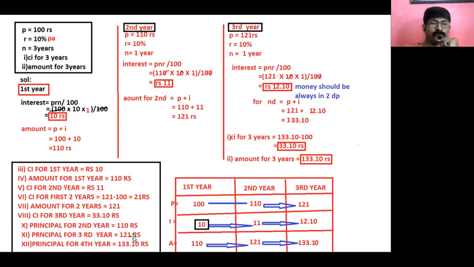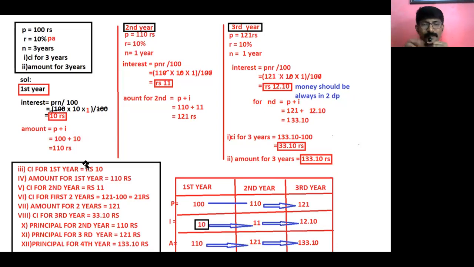What will be the principal for the third year? Principal for the third year is 121 rupees. What will be the principal for the fourth year? We know that the amount at the end of the third year becomes the principal for the fourth year. So the principal for the fourth year is 133.10. I hope you finished writing till the 11th question. I know the ninth is skipped over here. So there are 11 questions.